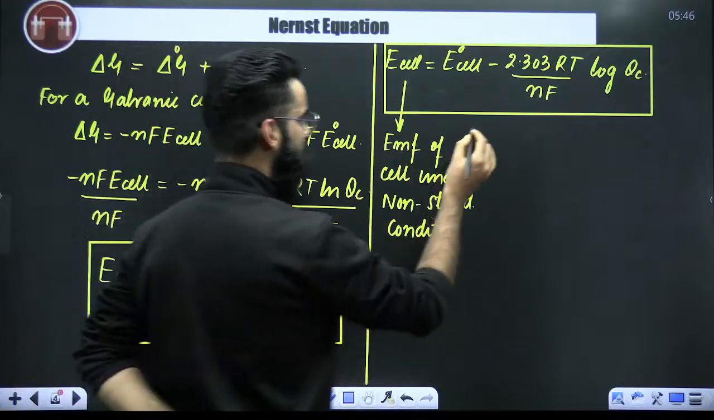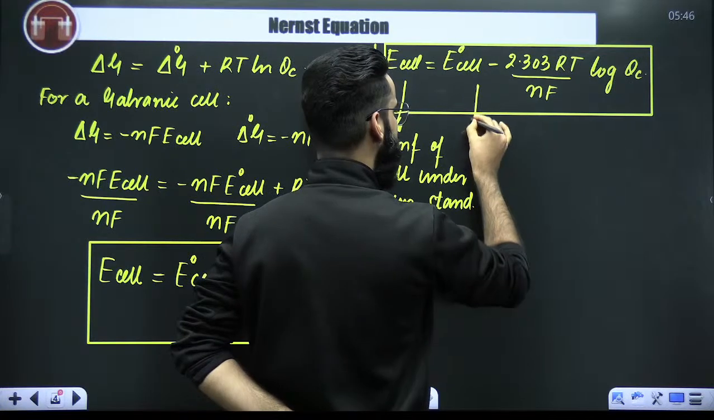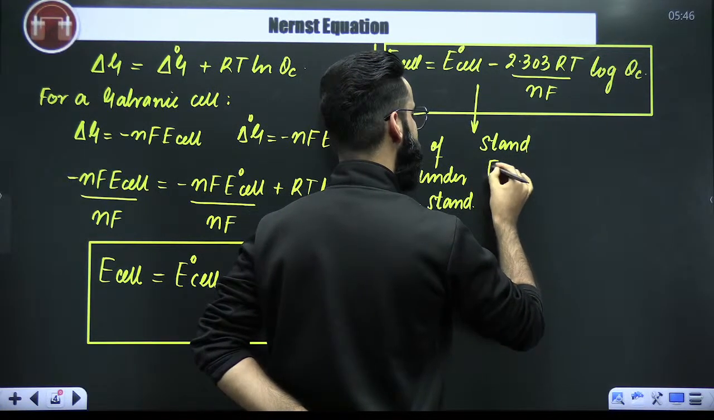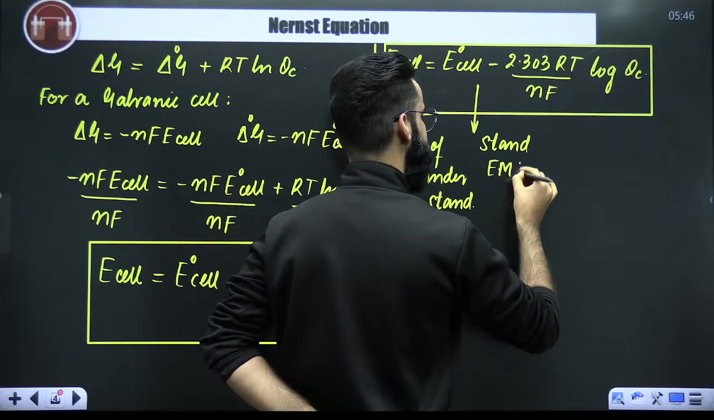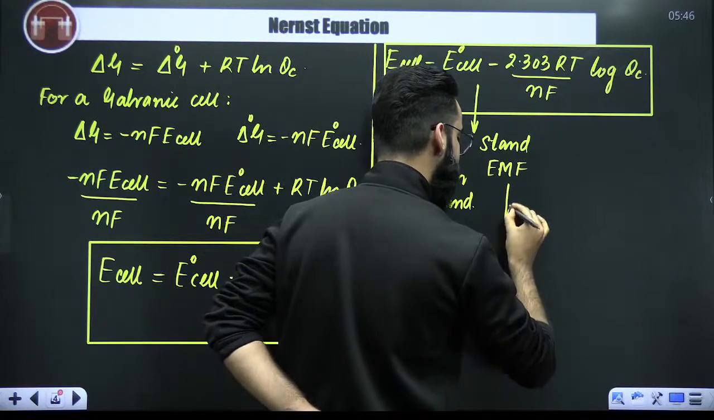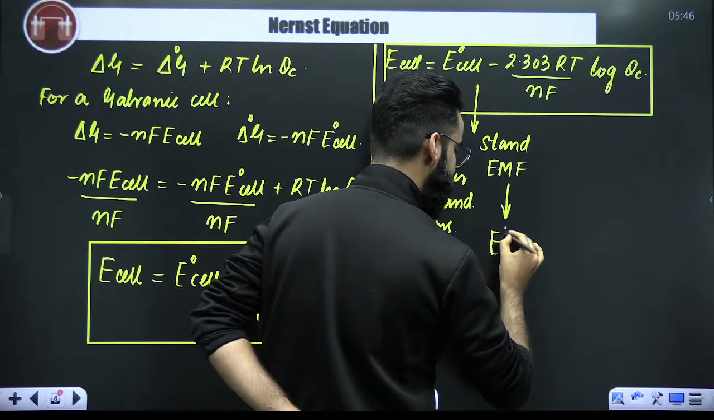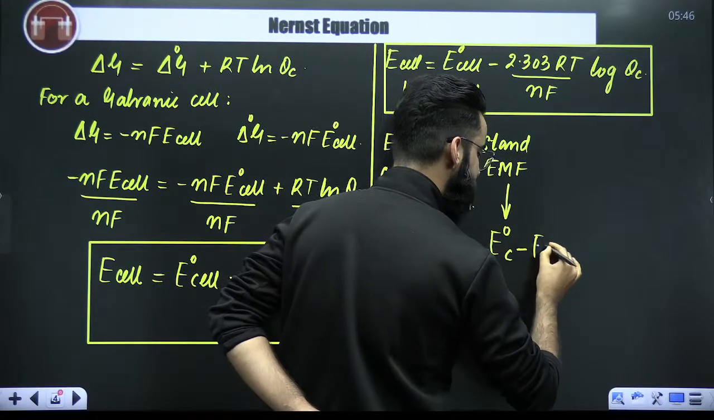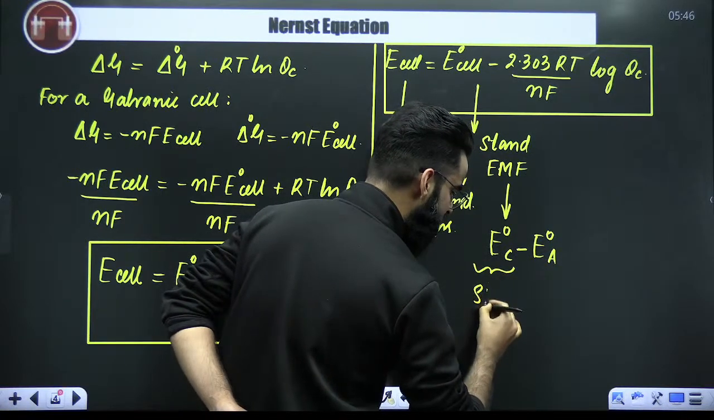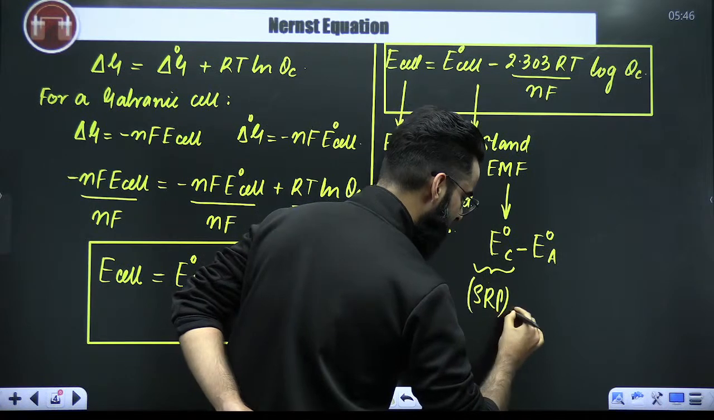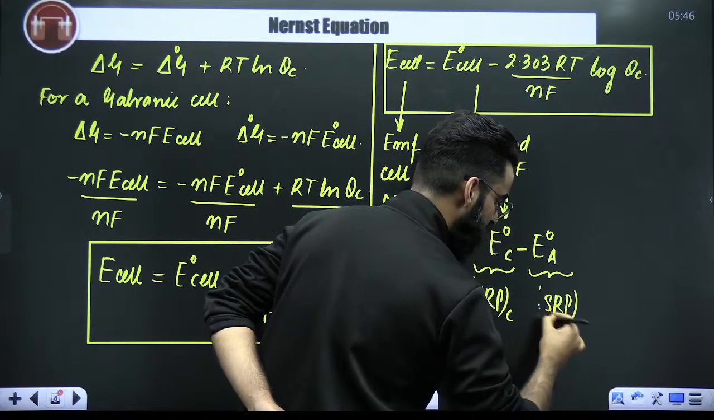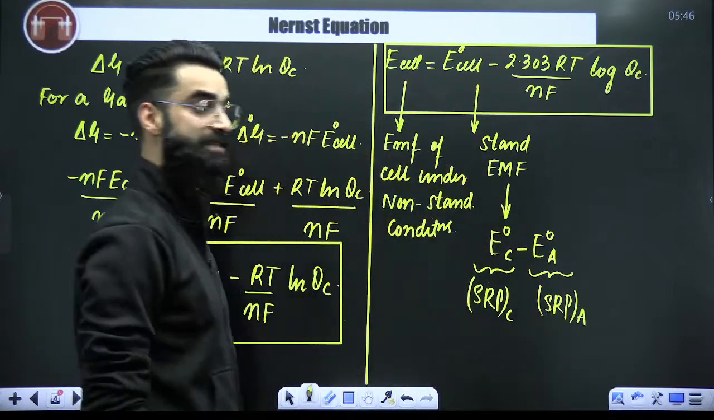Now, people, what is E naught cell? E naught cell is something which you call the standard EMF of the cell. And I hope you remember how we calculate E naught cell. It is calculated like this: E naught cathode minus E naught anode. E naught cathode is the standard reduction potential of the cathode, and this particular term is the standard reduction potential of the anode. This is how you calculate E naught cell as well.